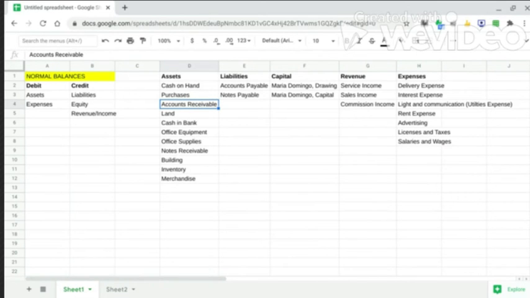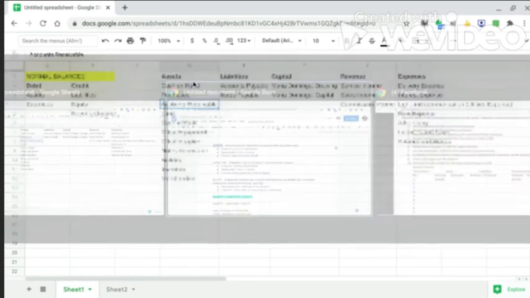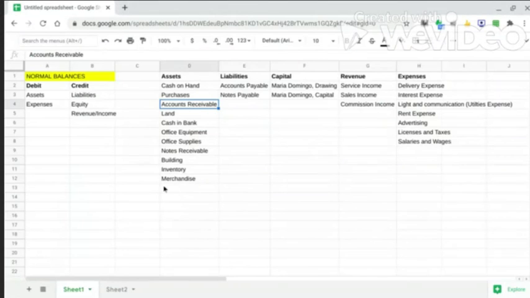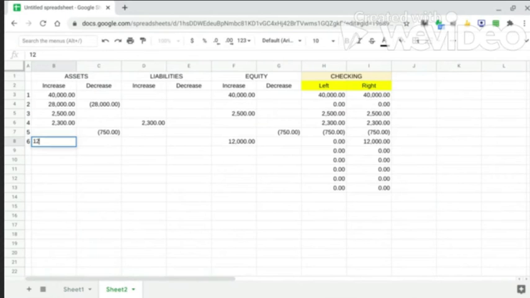Just to review, merong previous transaction dito, which is nga si business nag-render na ng service. And yung service na rinender niya, of course, measurable in terms of money. Yun nga yung 12,000 pesos. And yung future economic benefit dito is yung fact na babayaran siya ni customer in the future. So, ilalagay natin siya as increase in asset, 12,000 pesos. So, again, checking, 12,000 on the left, 12,000 on the right. So, we're right. Next.